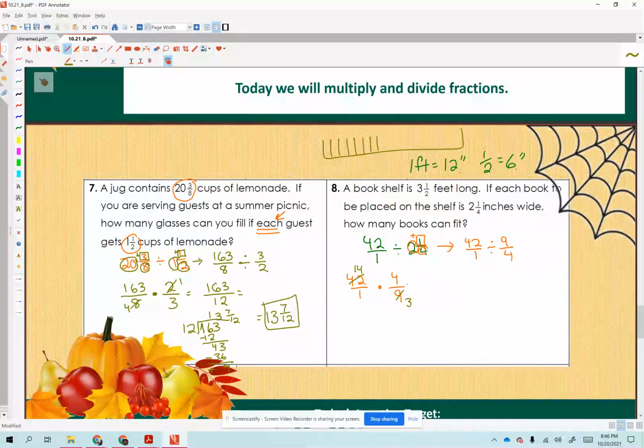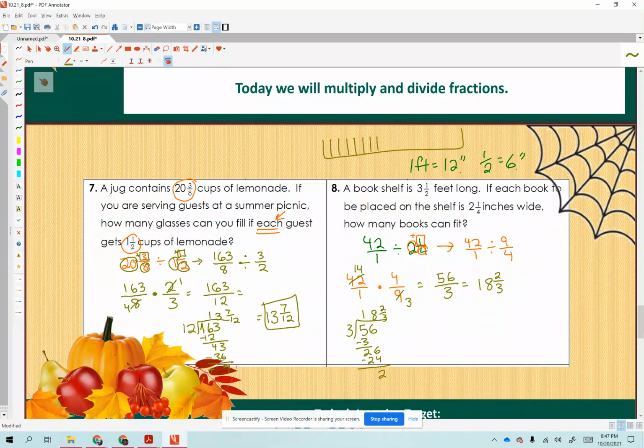So now I have 14 times 4, which is 56. 3 times 1 is 3. And 56, we will divide it by 3. So 1 times 3 is 3, and 3 times 8 is 24. And that gives me 2/3 left over. So it can fit 8 and 18 and 2/3 books.